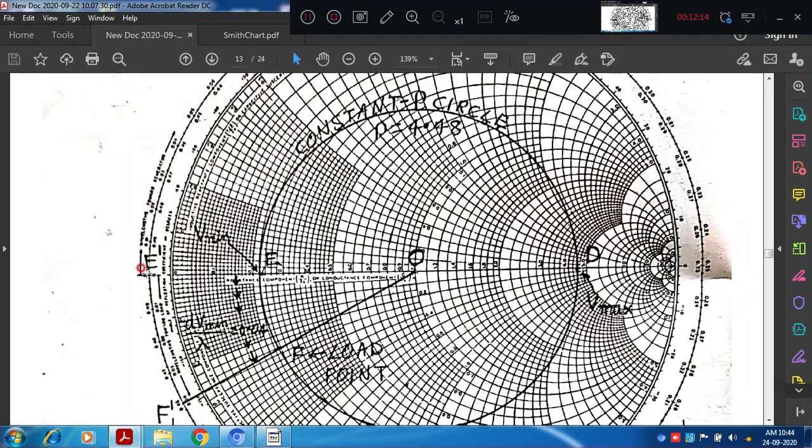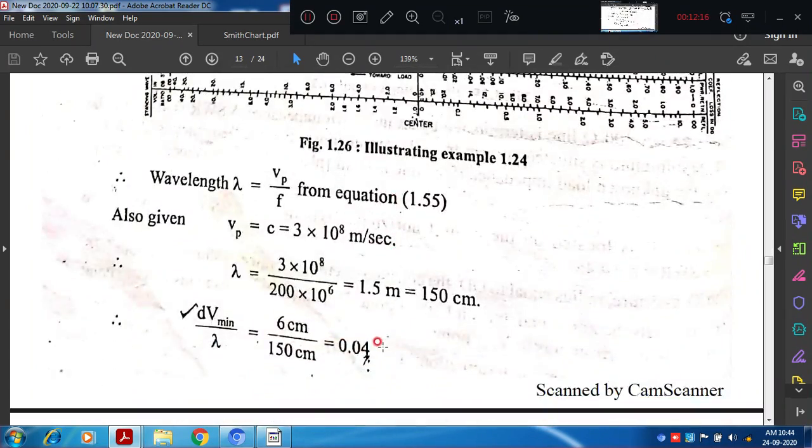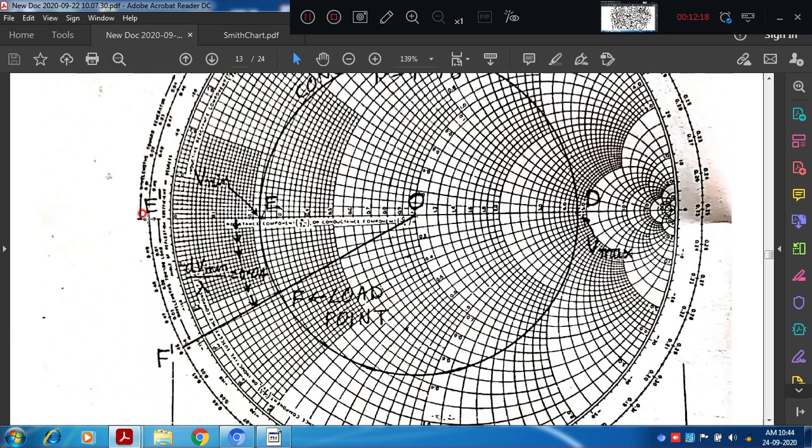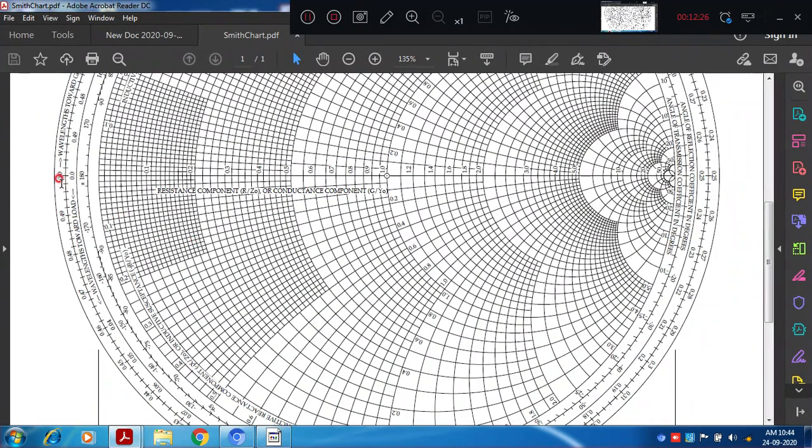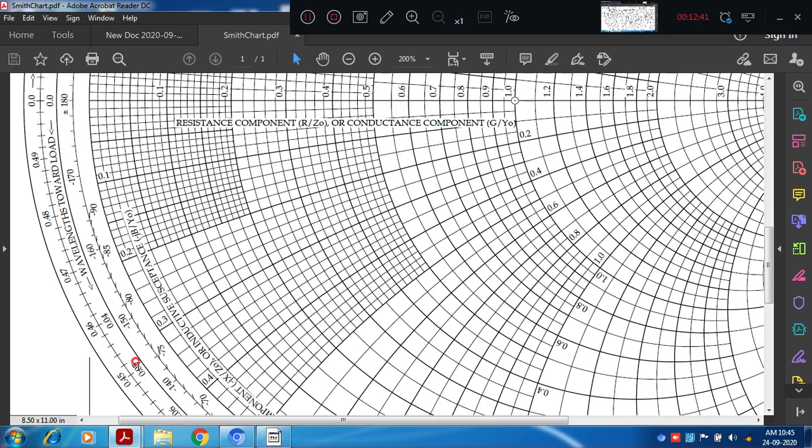How much should I move? 0.04 distance. From this point, I need to move a wavelength towards the load by 0.04. It's clearer here: from this distance 0, I need to move towards the load, on the second outermost circle. We can observe here 0.04, 0.05.